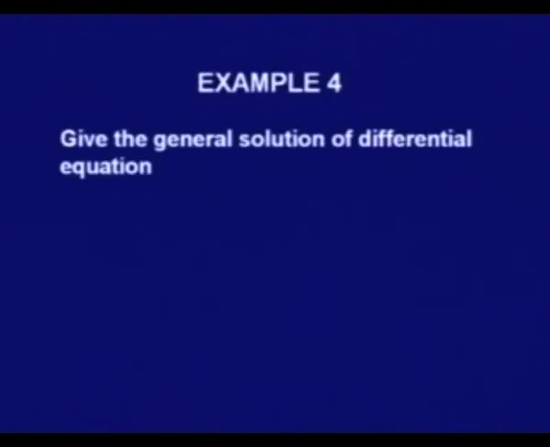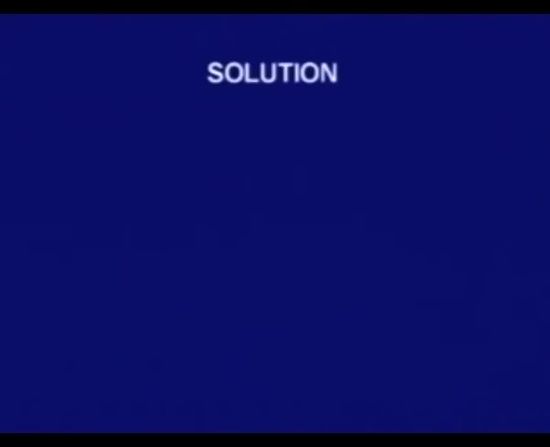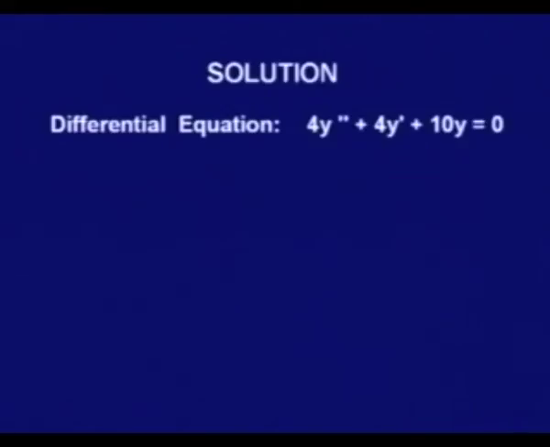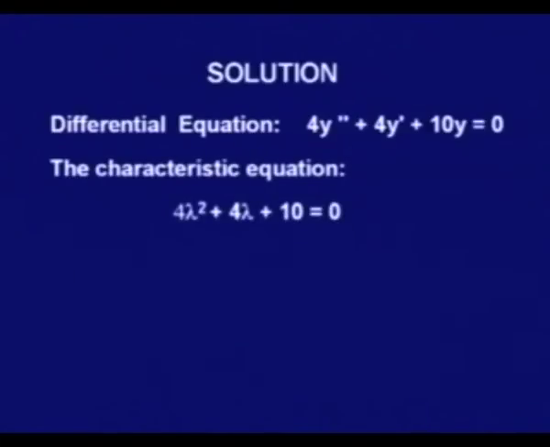Give the general solution of the differential equation 4y double dash plus 4y dash plus 10y is equal to 0. See how to solve it. The differential equation is 4y double dash plus 4y dash plus 10y is equal to 0. The characteristic equation would be 4 lambda square plus 4 lambda plus 10 is equal to 0.